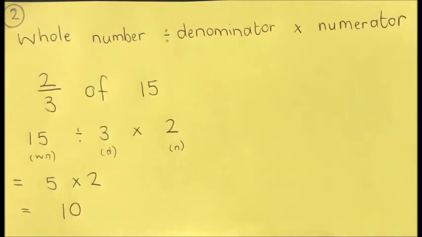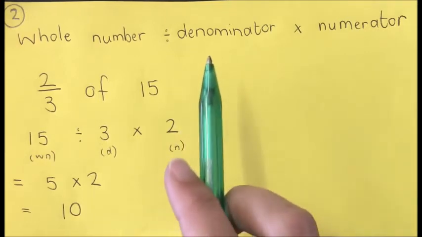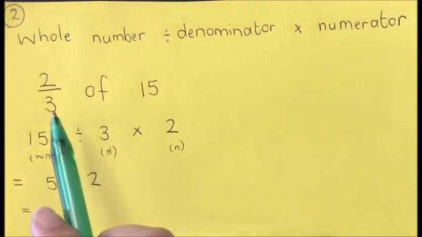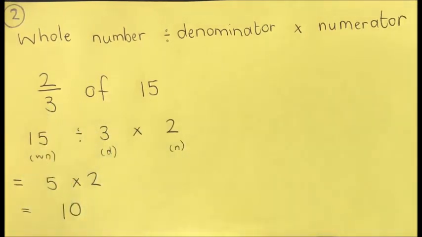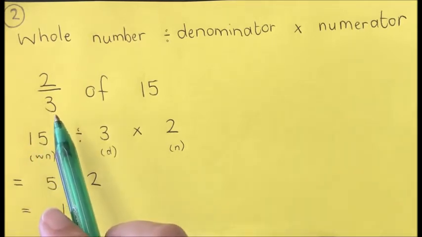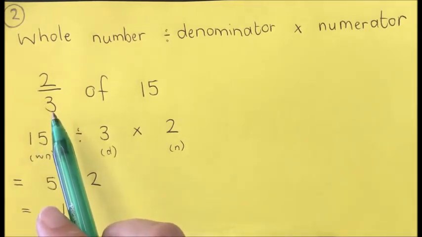The second method is definitely quicker, but sometimes you get confused with what you need to divide and what you need to multiply. So the second method's formula is taking your whole number, dividing it by the denominator, and multiplying it with the numerator. What does that mean? The denominator tells you how many parts of the whole this fraction is. So if we are working with thirds, it means a third has 3 parts to get to a whole.